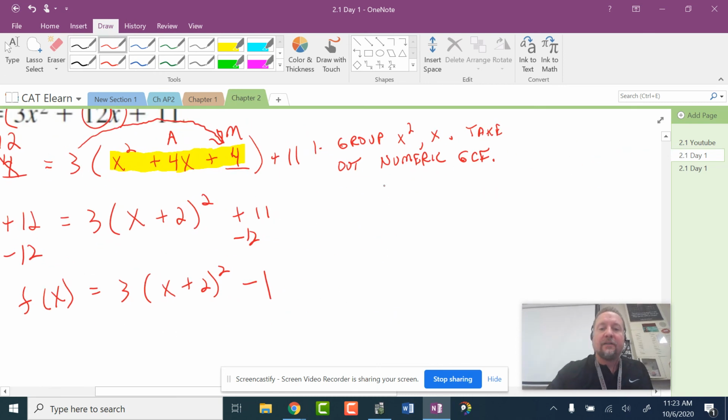Okay, and then the vertex is -2, comma, -1. And then rise 3, 1, right.